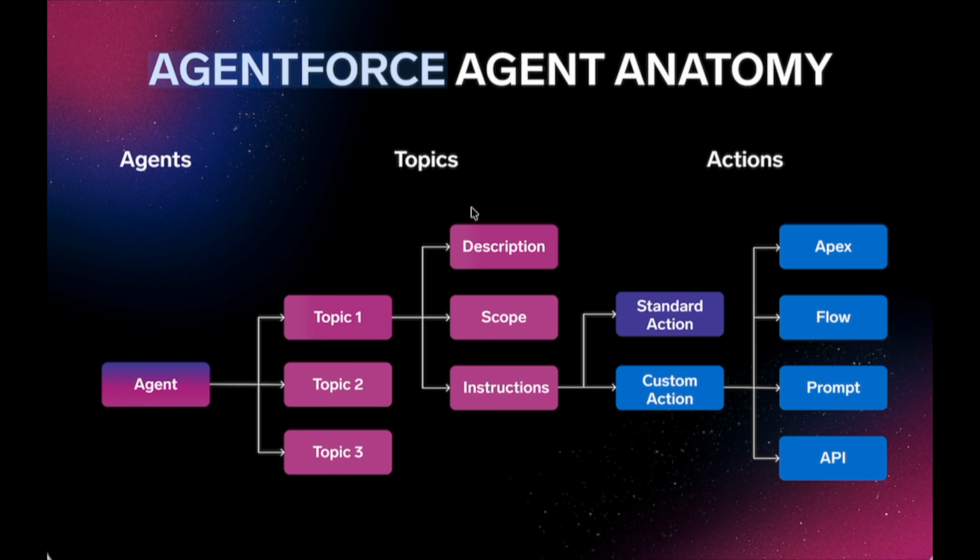Classification descriptions tell the agent when to use a topic. The Agentforce reasoning engine analyzes the user's request and selects the most relevant topic. Clear descriptions help the agent choose the right topic at the right time.